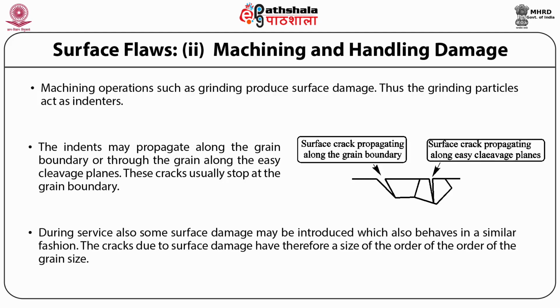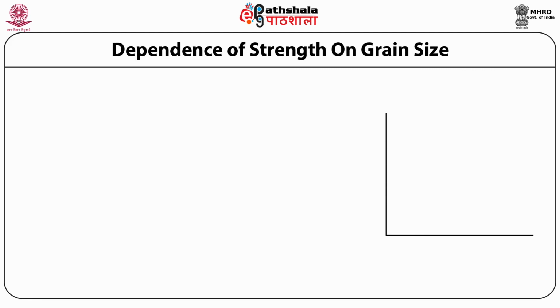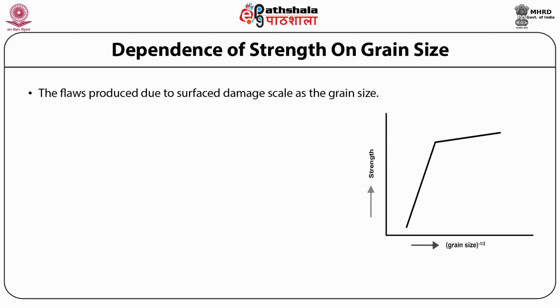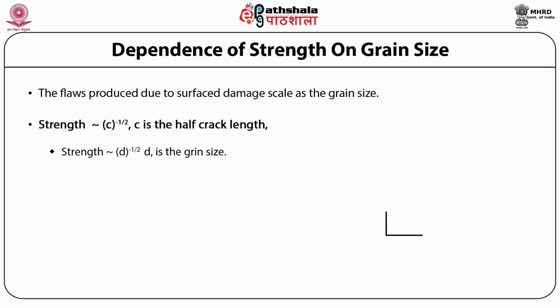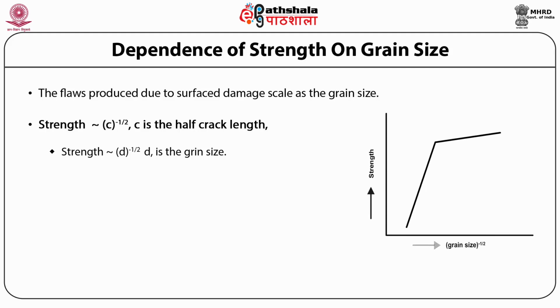So during service also some surface damage may be introduced, which also behaves in a similar fashion. So the cracks due to surface damage have therefore a size of the order of the grain size. Let us now discuss the dependence of the strength on grain size. As discussed above, the flaws produced due to surface damage scale as the grain size. So as the strength is expected to vary as c to the power minus half, where c is the half crack length, the strength is expected to decrease as the grain size increases.